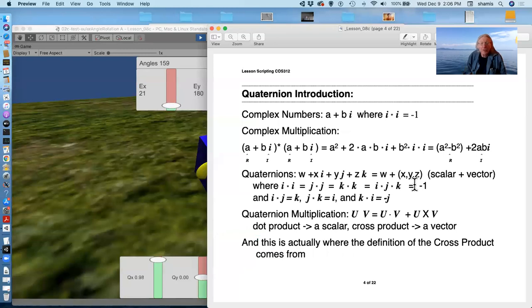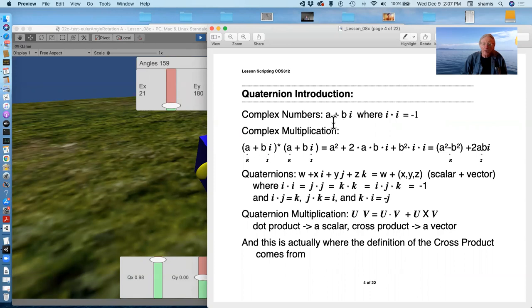So what a quaternion is, is kind of a three-dimensional analog to the ordinary complex number, a plus bi, where a is real, b is imaginary, and this i has the magical property that it times itself is equal to -1. That's the imaginary number i. And when we do complex multiplication of a complex times a complex, we get a squared plus 2abi plus b squared times i squared.